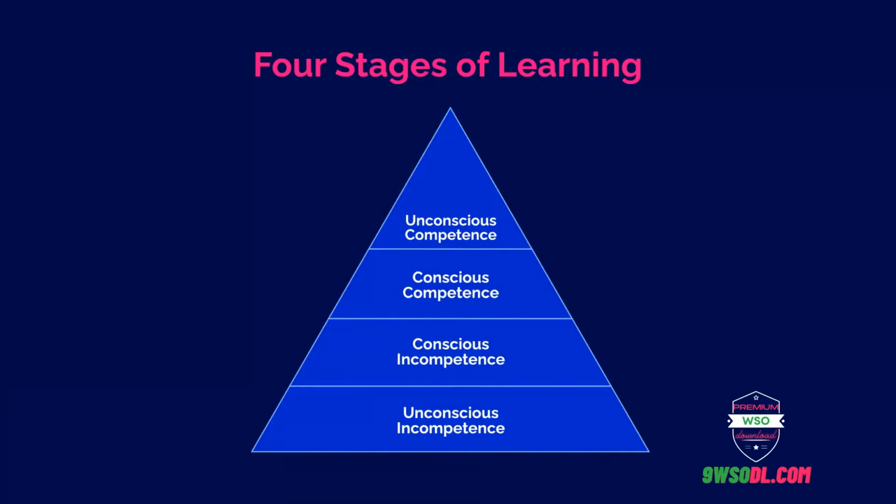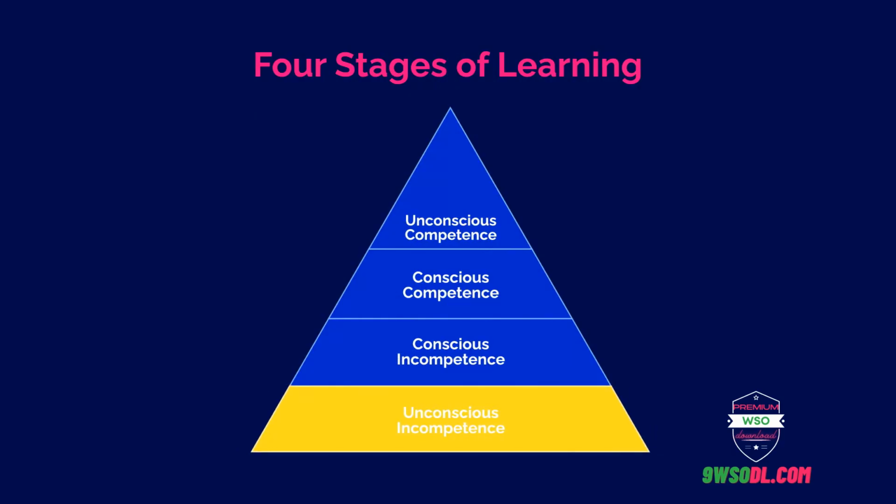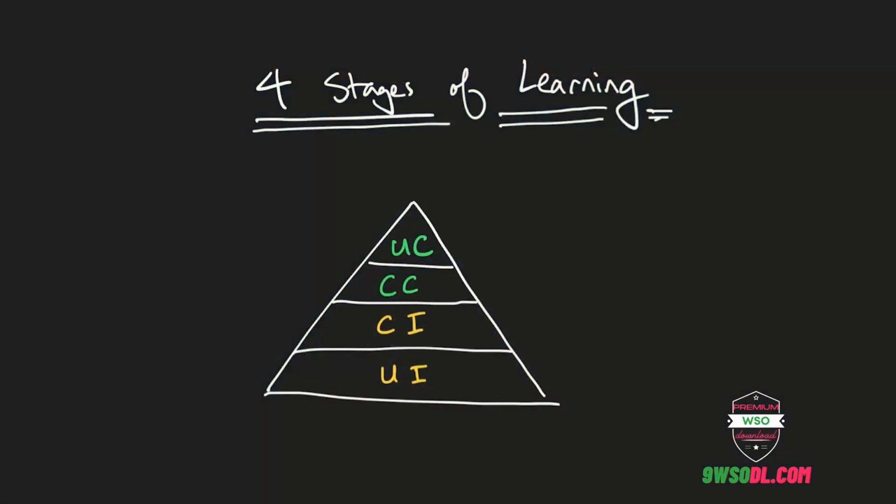We start off at the bottom with UI, and that stands for unconscious incompetence. So what that really means is that you cannot do it correctly, but you also do not know that you cannot do it correctly. You do not understand what correct looks like. You don't know that maybe sometimes that correct exists. Most people exist here for most skills.